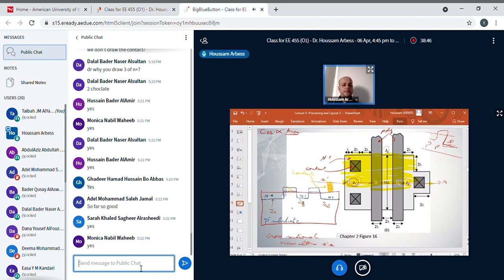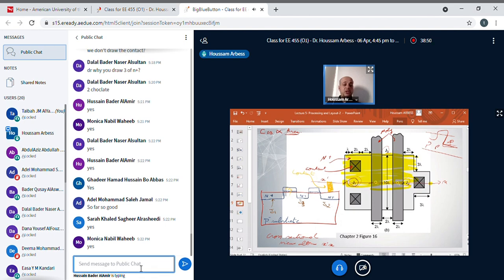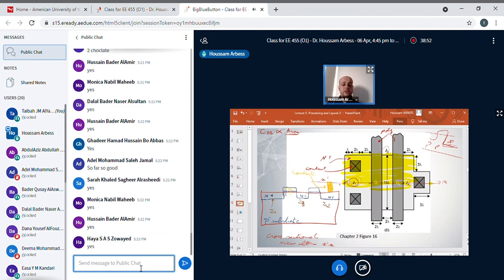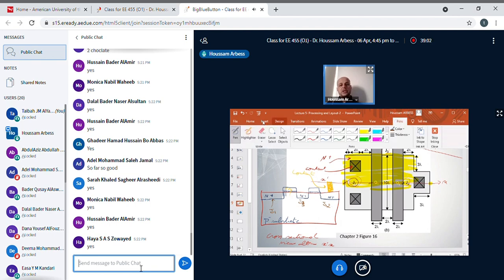Okay, guys? Is it clear now? Why I call it a junction? Because it consists of a junction between, for example, here n plus and p, here I have n plus and p, and here I have n plus and p. Here I have 3 junctions, so I have to talk about 3 junctions here. Let's move now to the next step.